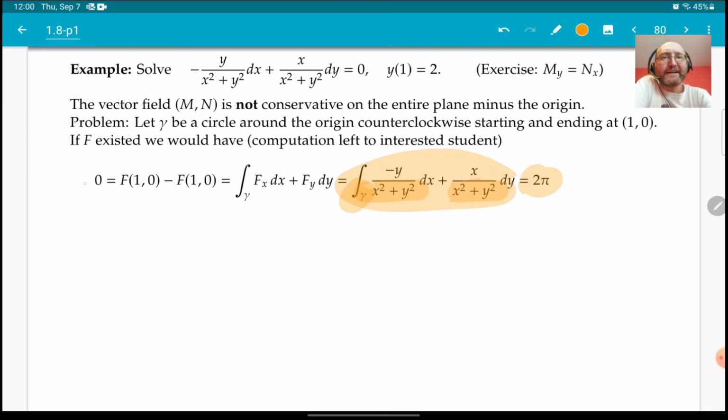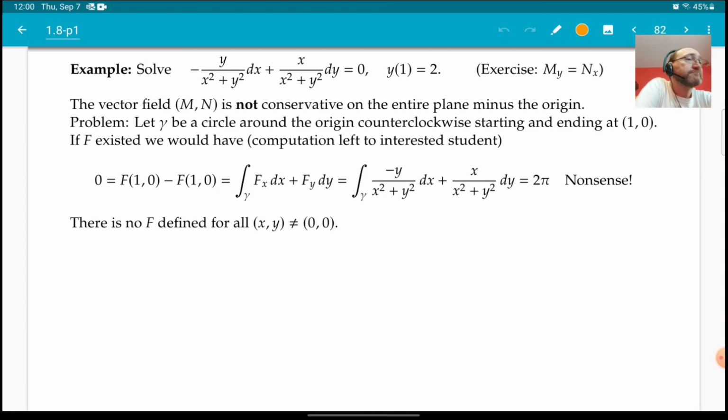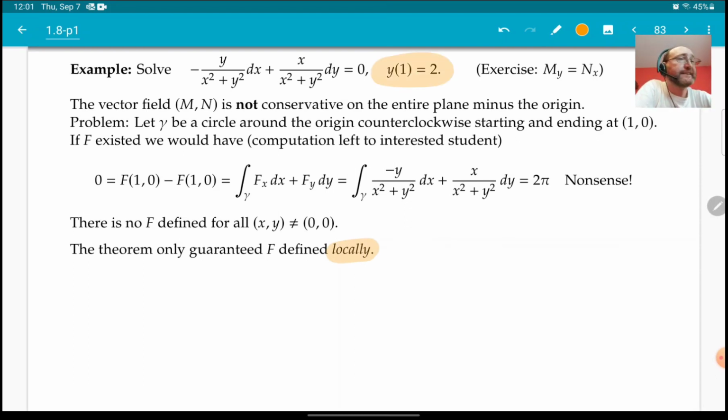Well, 2 pi is not equal to 0, right? So clearly, you cannot have an f that's defined everywhere here. That's nonsense. 2 pi is not equal to 0. But there is an f defined near every point. We can still solve, we just cannot solve for a global one, right? So again, it's only locally, but that's fine. We're only interested near the point (1, 2).